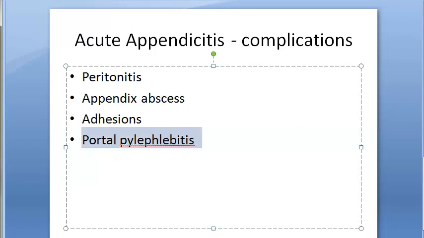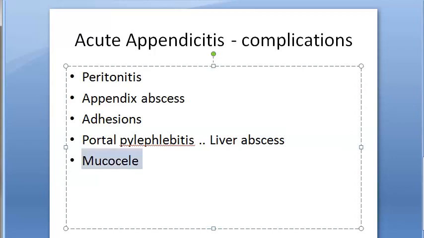What is this? Portal phlebitis. Spread of infection into mesenteric veins may produce septic phlebitis and liver abscess. That's an easier word to remember. Then mucocele. So basically, distension of the distal appendix by mucus. Okay, it's referred to as mucocele. Now if this gets infected, it will become empyema of appendix.